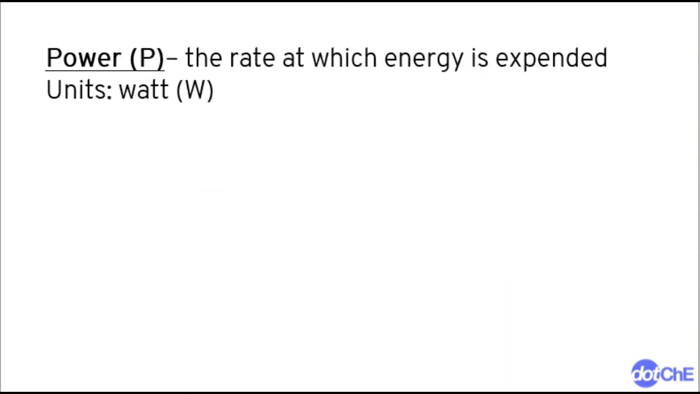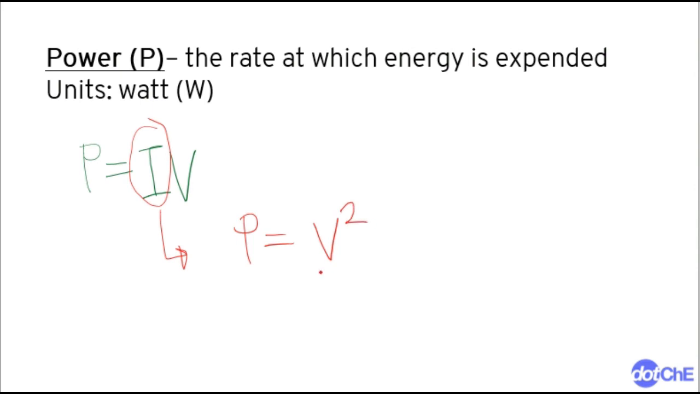Okay. Next, we have power. It is the rate at which energy is expended. And ang unit niya is watts. So, tandaan nyo tong formula na to. P equals IV. Or, if we replace natin yung I nung V equals IR, magiging P equals V squared over R.